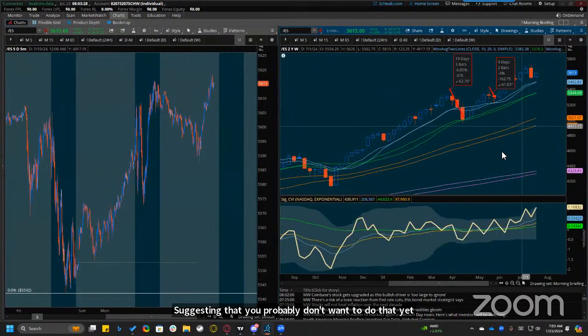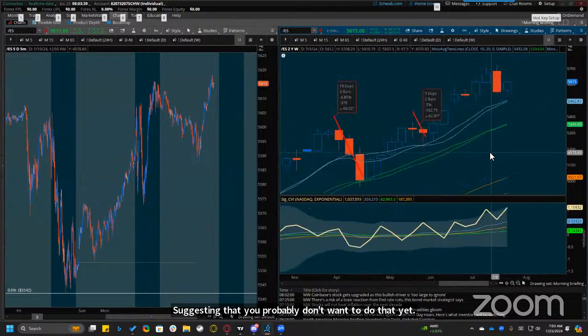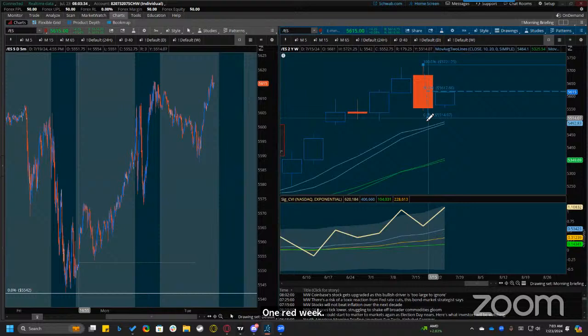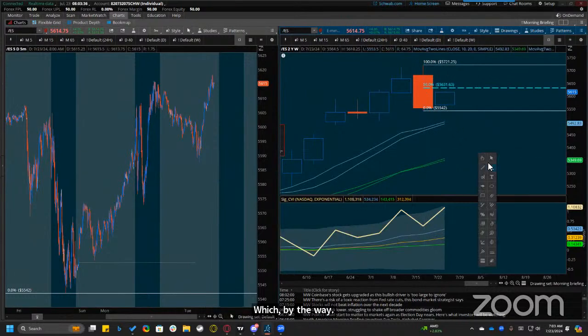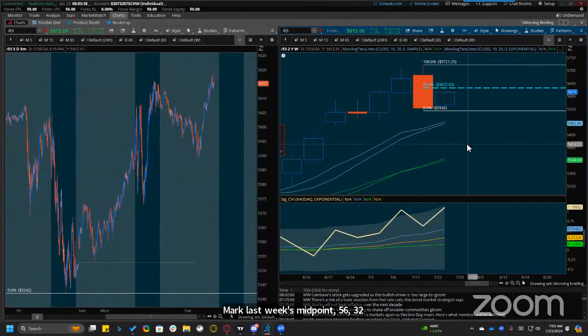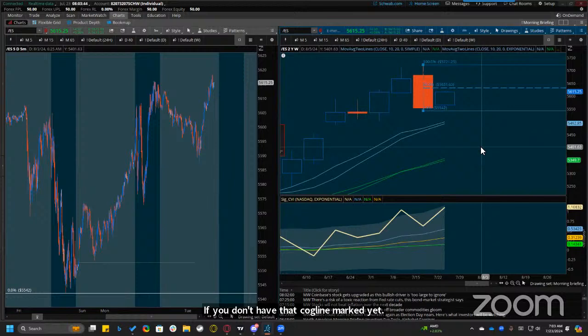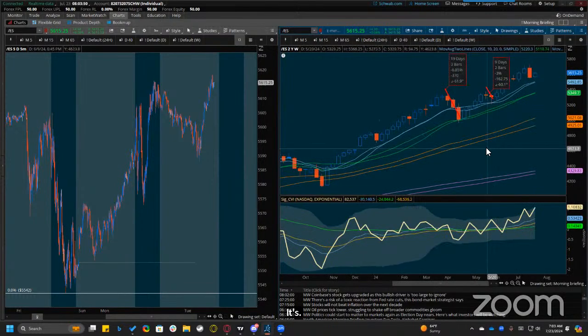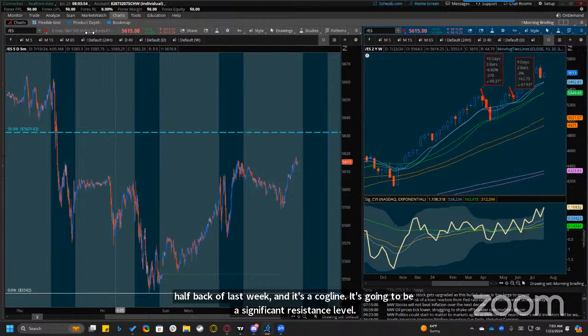One red week doesn't mean anything in the big picture, which, by the way, marked last week's midpoint, 56.32, COG line. If you don't have that COG line marked yet, it's worth marking it. It's a point of control right now. It's the half back of last week, and it's a COG line. It's going to be a significant resistance level if and when we get there.